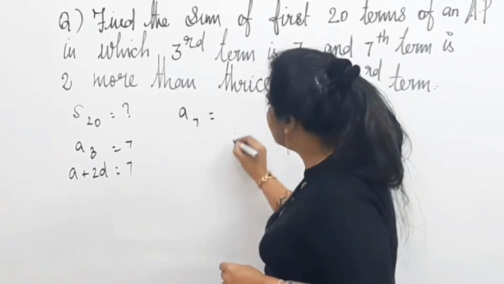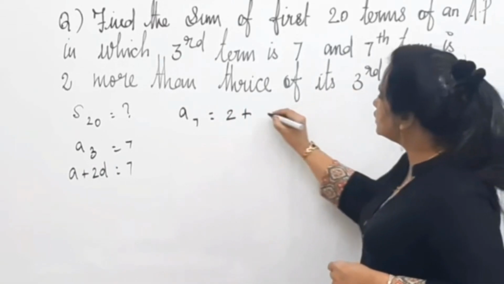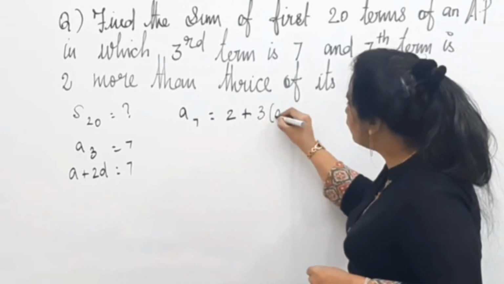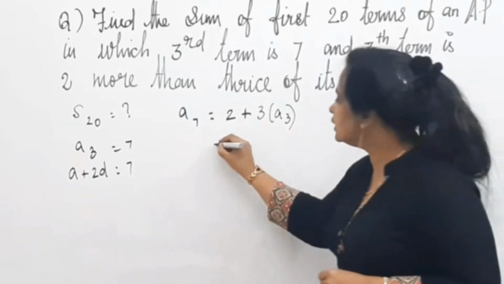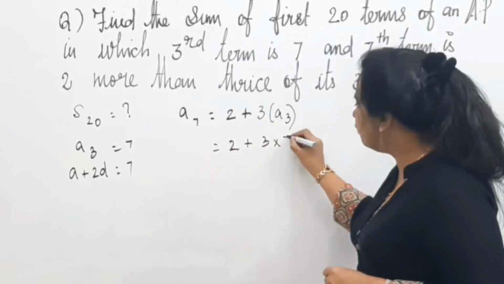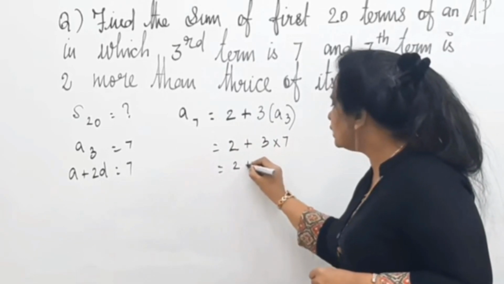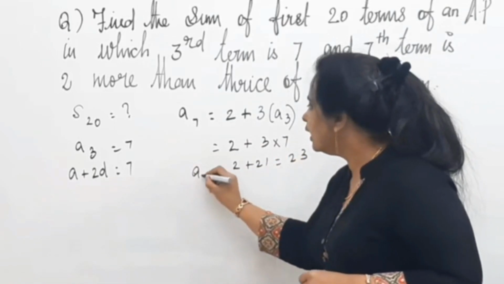7th term means A7, 2 more than 2 plus thrice of its third term. Thrice of its third term. So hope you get the statement. That's equal to 2 plus 3 into A3, already given, that is 7. So 2 plus 21, which is equal to 23, is A7.